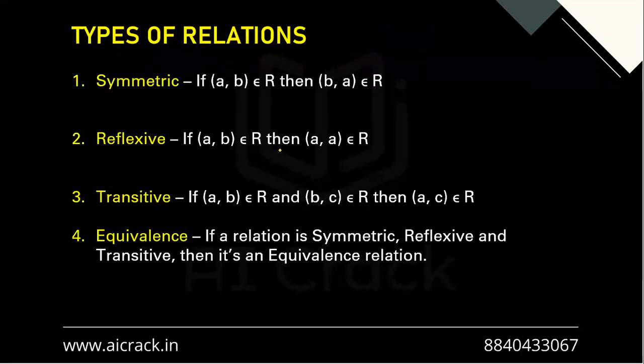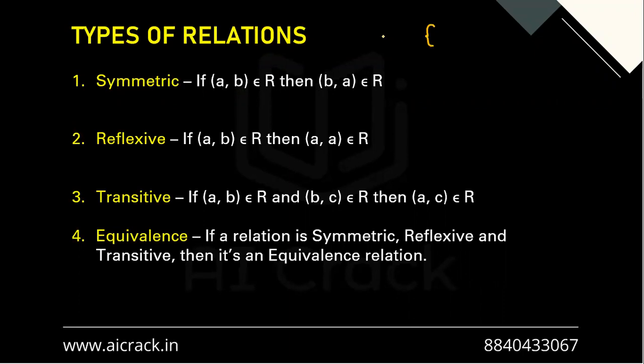Now let's talk about types of relations. This is the most important topic of the chapter on relations, because most of the questions in PGDBA are asked from this only. So let's talk about symmetric first. Symmetric is just as the name suggests: if (a, b) is present in R, then (b, a) also should be present in R. So let's take an example.